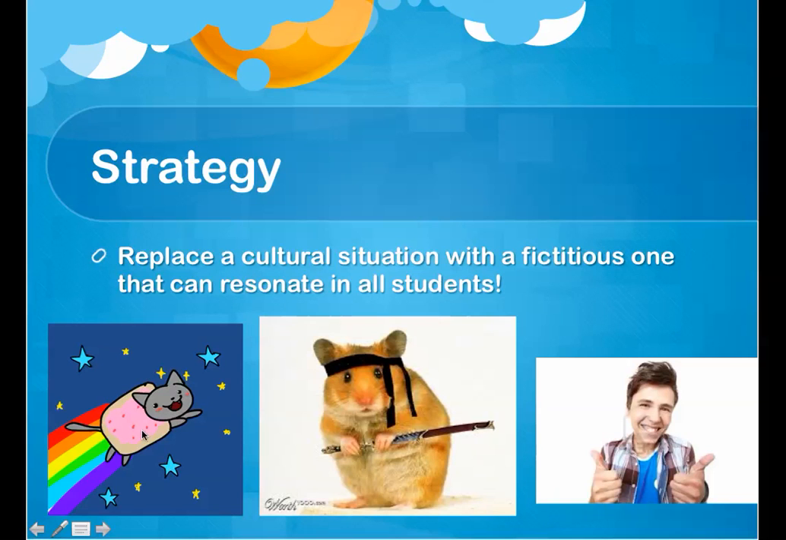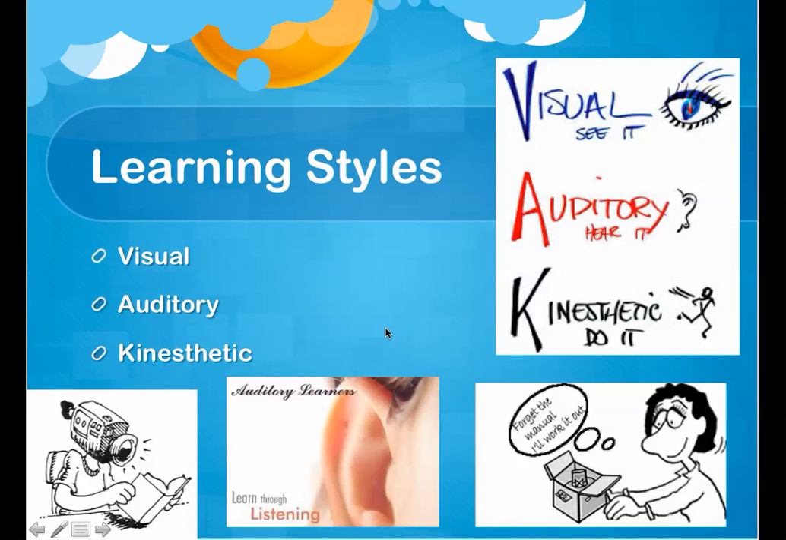So we make stuff up, be it internet phenomena or just fun stuff or whatever. We replace the thing that is culturally insensitive in the textbook or otherwise with something that we can all laugh about and understand and apply the mathematical knowledge to, and that seems to resonate with all the students. Now, another differentiated aspect of the mathematical classroom is the visual, auditory, kinesthetic troika that seems to drive education.